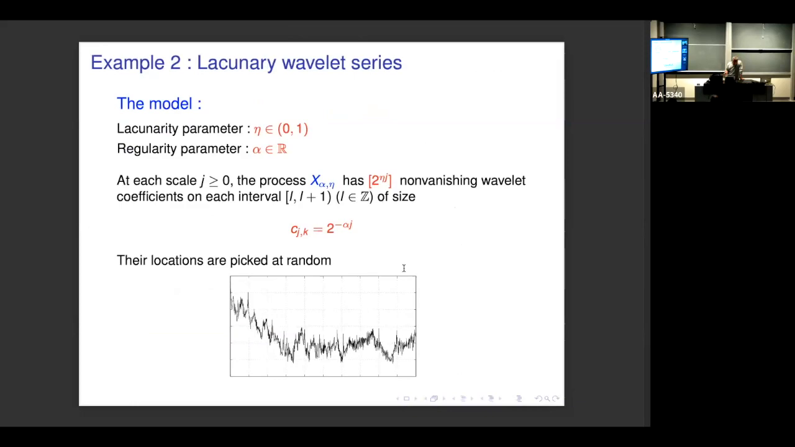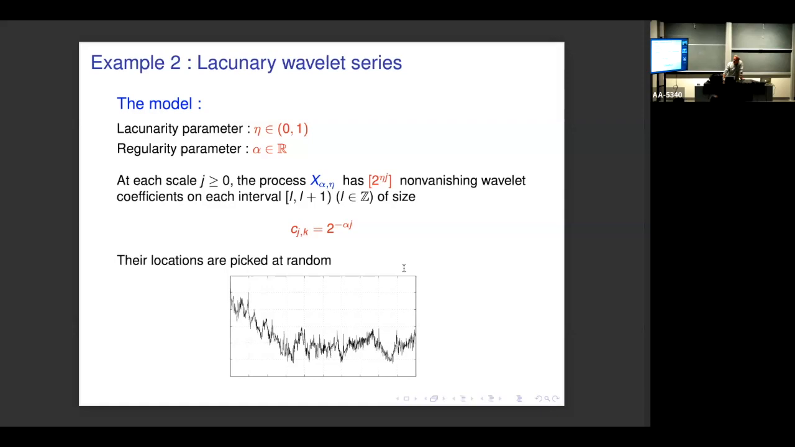Let me show you another nice example where we can really work out the mathematics, which is lacunary wavelet series. And the idea is very simple. You take a wavelet series, and at each scale, you pick a certain number of wavelet coefficients, a few of them, which won't be zero. All the other ones will be zero. And the ones that you have picked at random, you give them a given value 2 to the minus alpha j. Okay, so it's a very simple model, but it's a toy model to express the fact that you have a sparse wavelet expansion. As I said, most of the wavelet coefficients are just zero, and you have a few non-zero wavelet coefficients. So this is a sample path of such a random process.